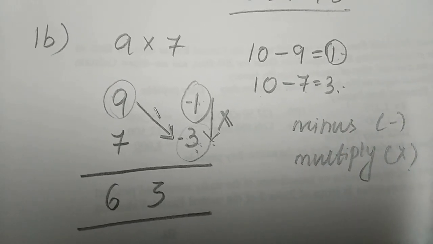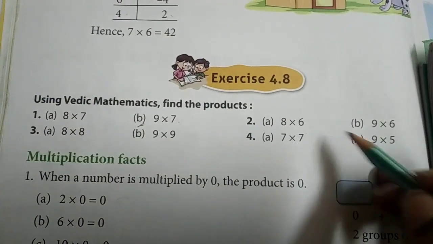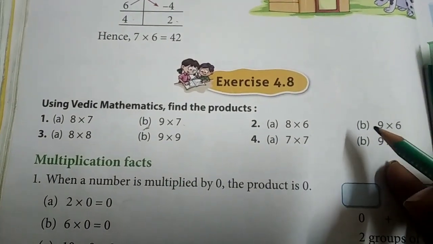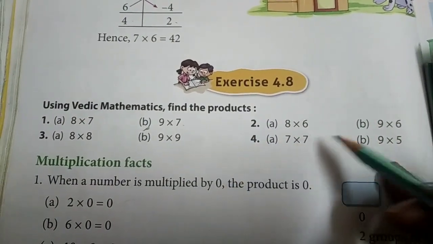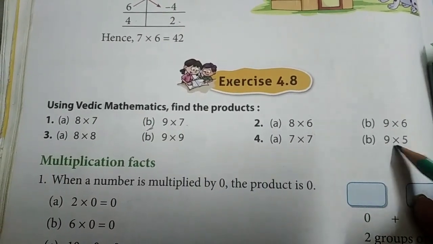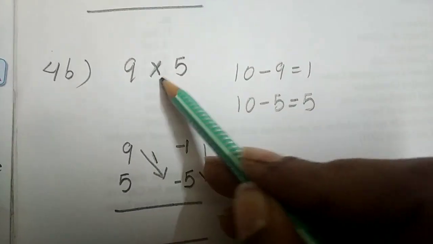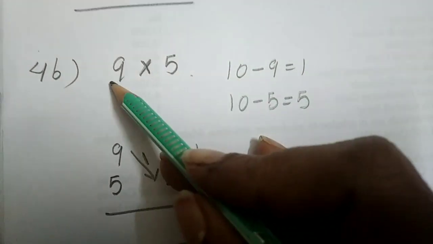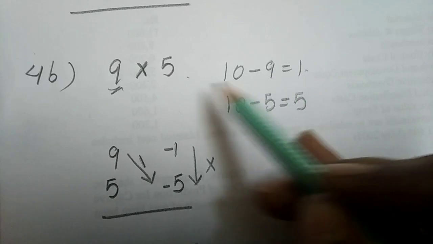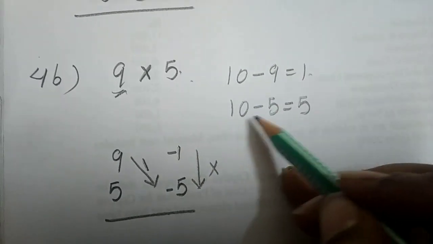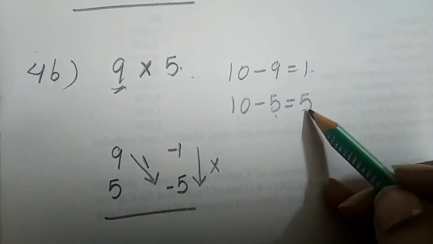Let's do another example. I am doing 4B. You have to solve all the other bits. Okay, so fourth one, B bit. What is the question? 9 into 5. Let's do that one. So, here you can see 9 into 5. The first step is 10 minus 9, that is 1. 10 minus 5, the answer is 5.